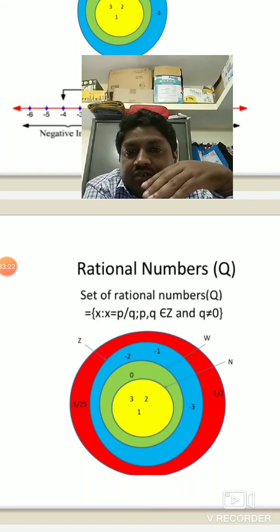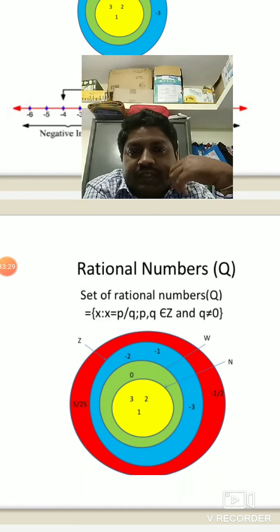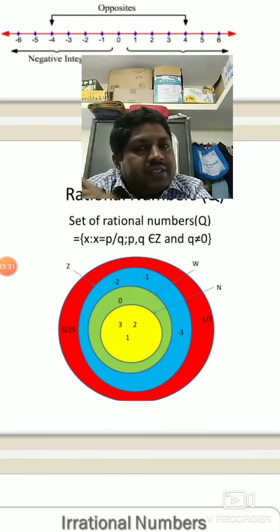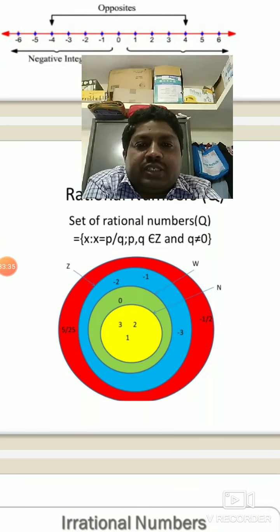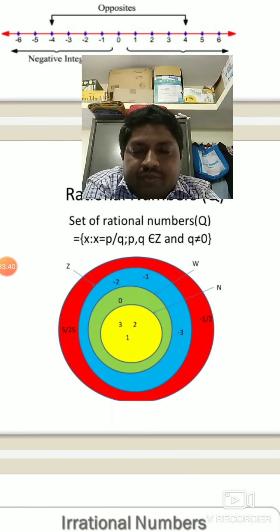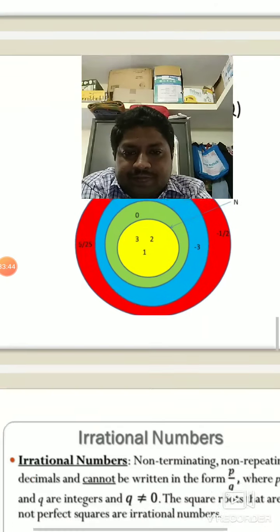If the denominator is equal to 0, what will happen? It becomes infinity. So that's why the denominator should not be equal to 0. Rational numbers are the numbers which can be expressed in the form of p by q, where q should not be equal to 0, and p and q are integers.